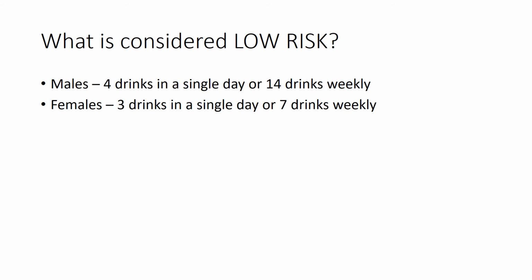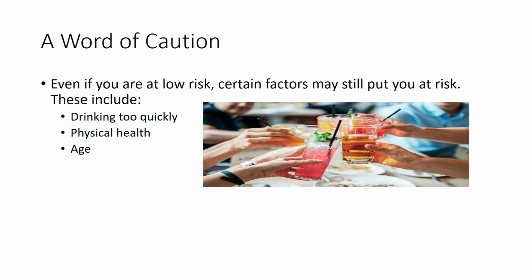After looking at this chart, consider your own drinking level. How do your numbers compare to the chart? Are you at risk? Although you may be at low risk, caution should still be exercised. Certain factors may put you at risk. These include drinking too quickly, physical health, and age. Older adults, age 65 and older, should stick to no more than 3 drinks in a single day and no more than 7 drinks weekly.